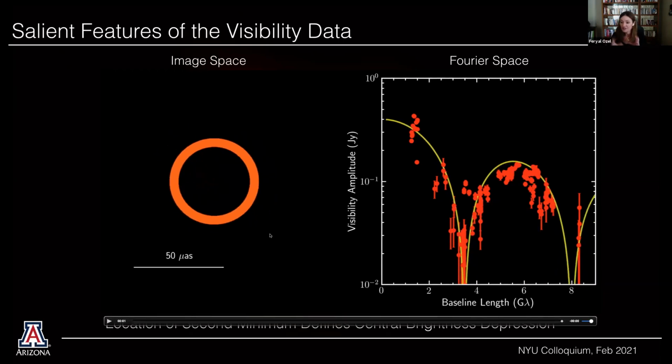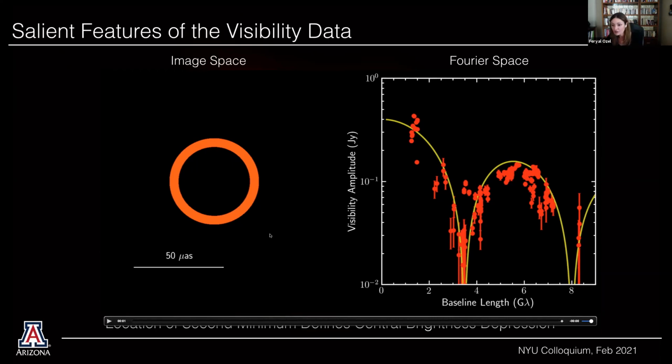So a filled disk cannot describe the Fourier space data that we have, but a ring-like image can describe it much better. Okay, so this is what gives us confidence that there is a hole at the center. This is still not a good fit. The reason is that in this mock picture that I'm showing you to develop this understanding of visibilities, the Fourier space data, I assumed at this point infinite resolution.